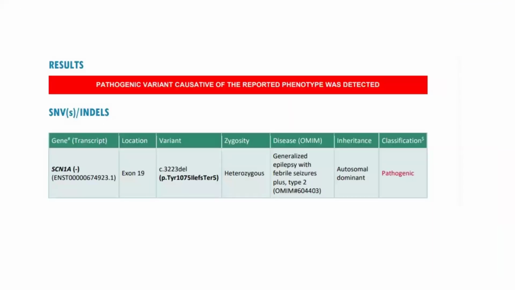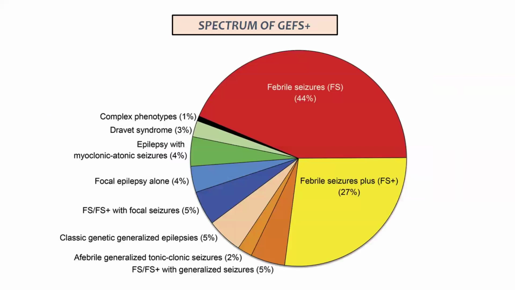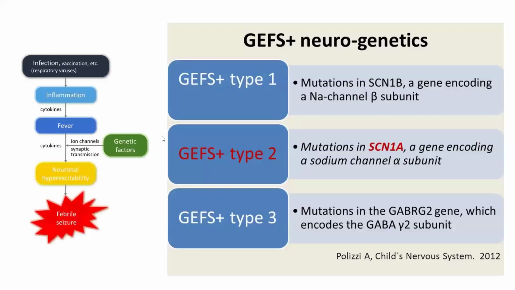This is GEFS plus. So this child had SCN1A. This is generalized epilepsy with febrile seizures type 2. As I said, it's a sodium channelopathy. SCN1A is a sodium channelopathy. So this is a spectrum of GEFS plus. GEFS plus is one of the examples of a genetic disorder with variable presentation and variable expressivity. Some people have just febrile seizures and then nothing will happen after that. Some people end up having febrile seizures plus, and some people have different forms of seizures like complex phenotypes, myoclonic atonic seizures, focal epilepsy alone, other types of seizures as well, even the full-fledged Dravet phenotype. We'll also discuss the Dravet phenotype in this context.